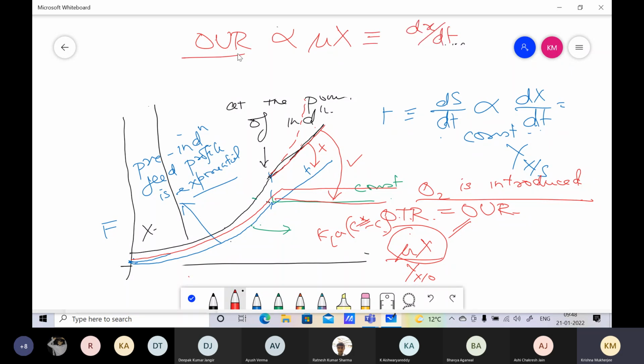So the oxygen uptake rates are proportional to dx by dt, just like feed rates are proportional to dx by dt. Please remember, it is not proportional to mu, it is not proportional to x, it is proportional to mu into x. Because it is the rate of increase of biomass which determines the amount of oxygen uptake. It is not biomass which determines, it is not mu which determines. It is the multiplication of the two. जितना तेजी से biomass increase करेगा, उतना आपका oxygen uptake rate बढ़ेगा. And so your oxygen uptake profile will be increasing till the point of induction and then becoming constant.